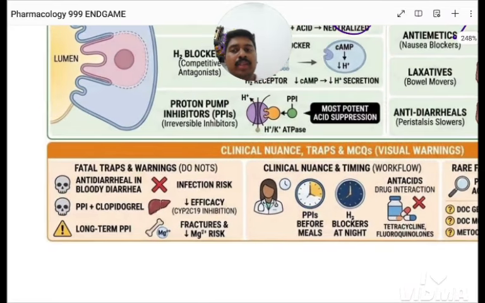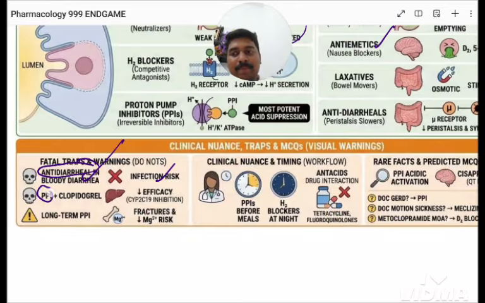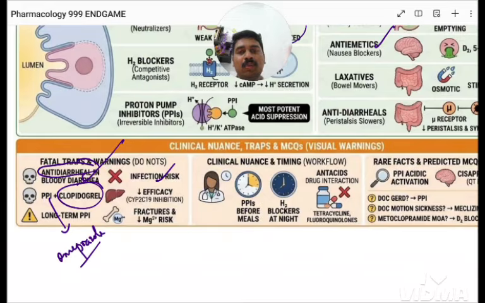Now, you shouldn't give antidiarrheals in bloody diarrhea. This is a very dreaded complication. It can increase infection risk also. Second, PPIs: don't combine them with clopidogrel, and among the PPIs the main one is omeprazole. Omeprazole should not be combined with clopidogrel. The clinical scenario will be a patient with stroke who has been on clopidogrel for the last few months and comes to you with gastritis or peptic ulcer disease. What is the problem with this? Basically omeprazole inhibits CYP2C19 and hence causes decreased efficacy of clopidogrel, and hence there is increased risk of stroke if you give omeprazole along with it.